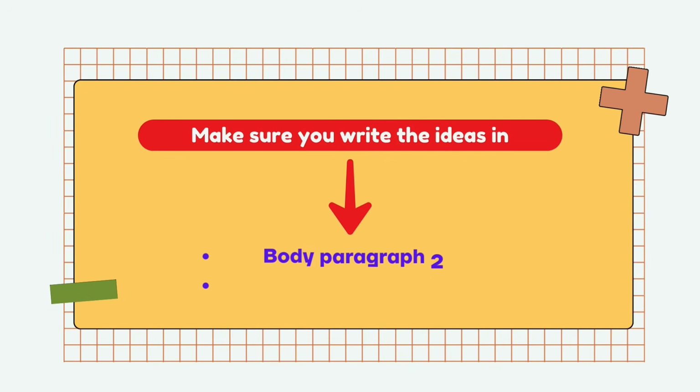Make sure you write the ideas in body paragraph 2 and body paragraph 3. What is the body paragraph? Soon I'll tell you. In a 4-para structure, the first one is going to be the introduction, and the second para is going to be body paragraph 1. Here you need to add one idea. For that idea, a supporting idea and an example. Then body paragraph 2, meaning one more idea, supporting idea, and example. The 4th para is going to be the conclusion.